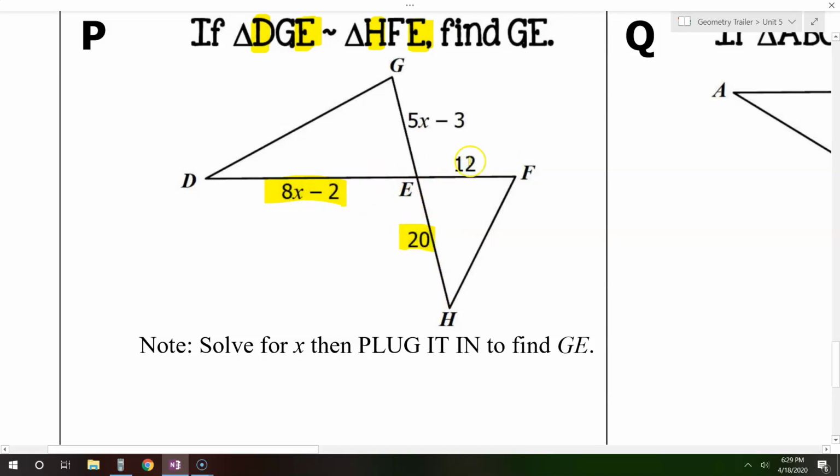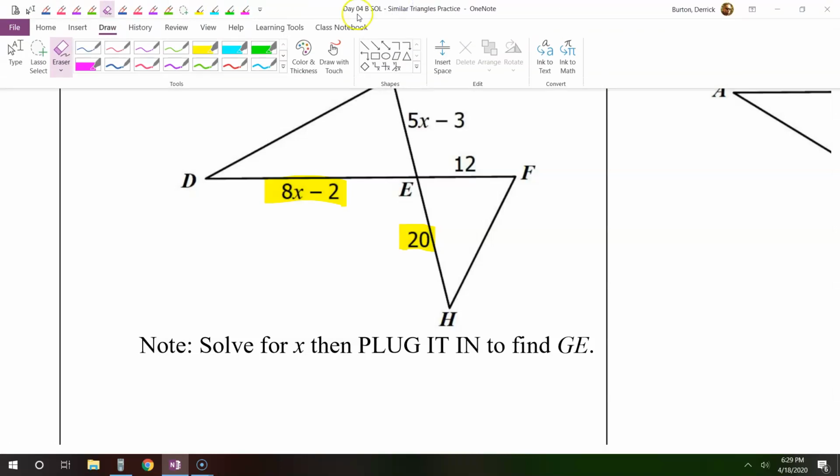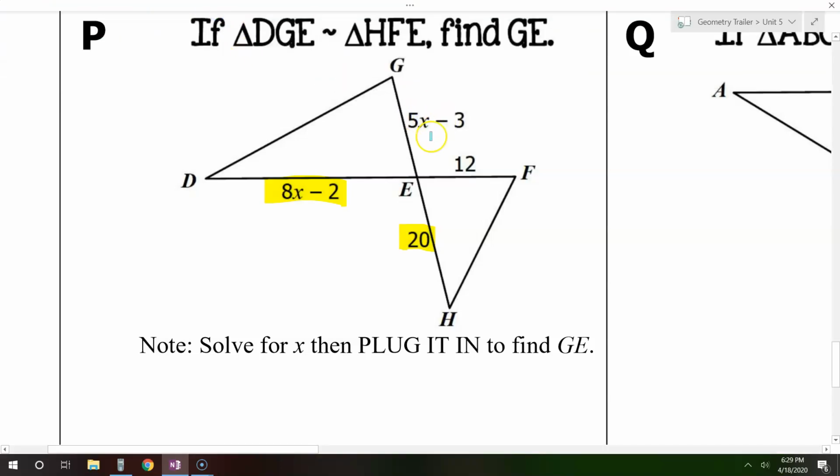Sometimes it goes the other way. You have to use the similarity statement. Don't make assumptions. Now, you would figure that these other two are probably corresponding, but let's check and be sure. So here's GE, boom. That's corresponding with FE, boom. So that's the 12. Boom.